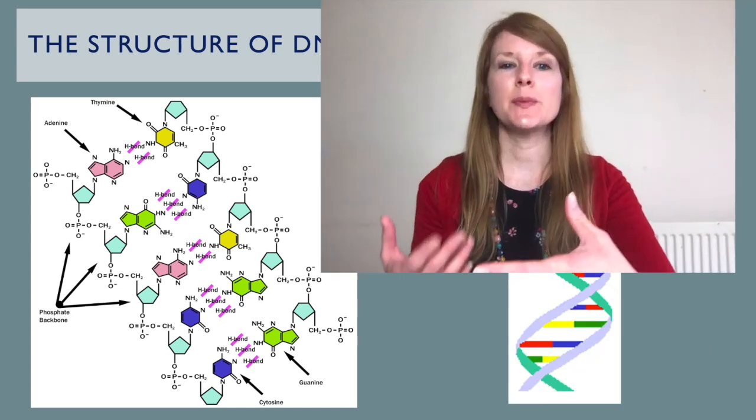This complementary base pairing means that the proportions of G and C are always the same, and the proportions of A and T are always the same. So if you get asked this in an exam to calculate the composition of a particular DNA molecule, and you've been told the proportion of one base, you can work out the proportions of all the other bases.